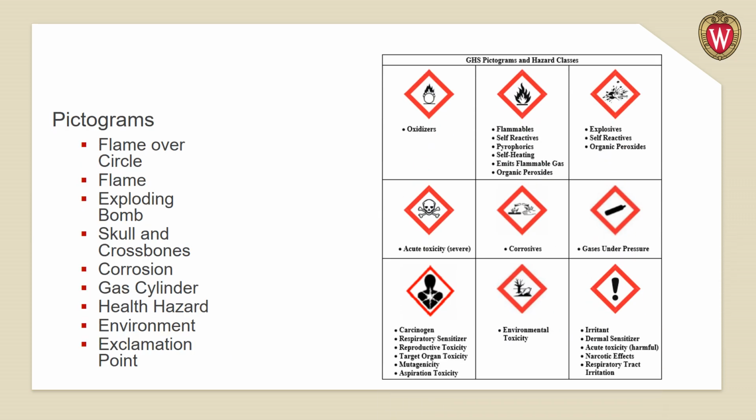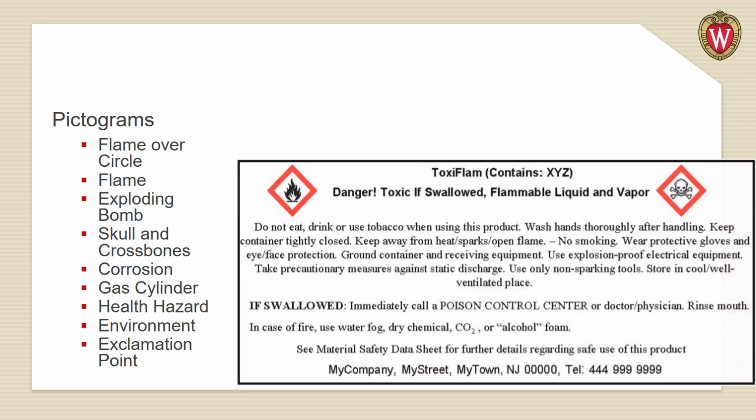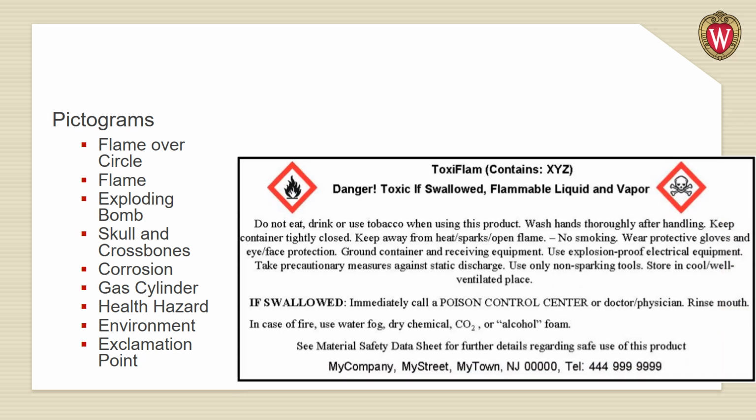Pictograms. These are the 9 GHS pictograms. These do not include transport pictograms. The 9 pictograms are as follows: flame over circle, flame, exploding bomb, skull and crossbones, corrosion, gas cylinder, health hazard, environment, and exclamation point. Pictograms quickly convey health, physical, and environmental hazards. Toxiflame has 2 pictograms. The first is flames, and the second is skull and crossbones.